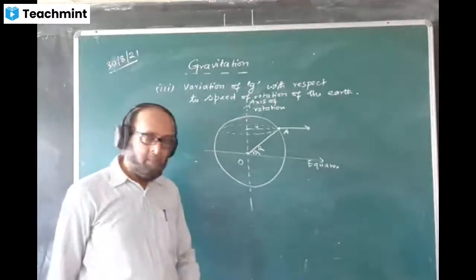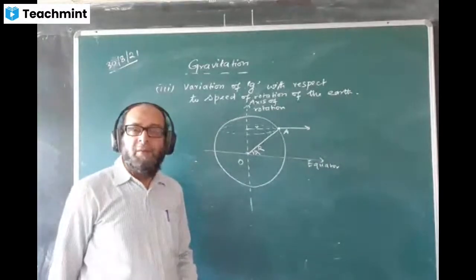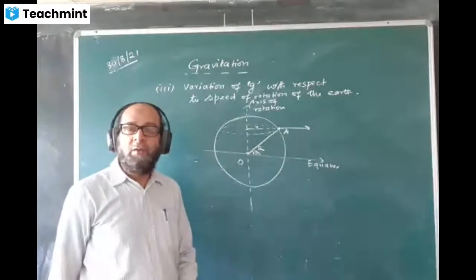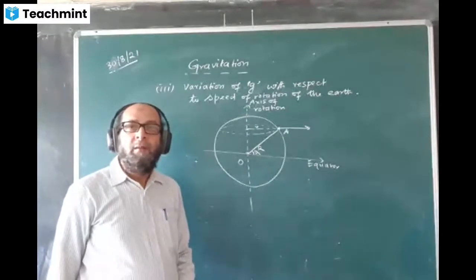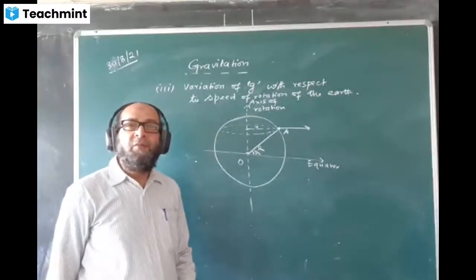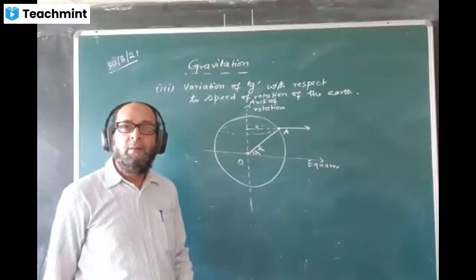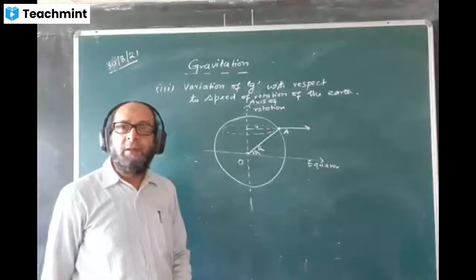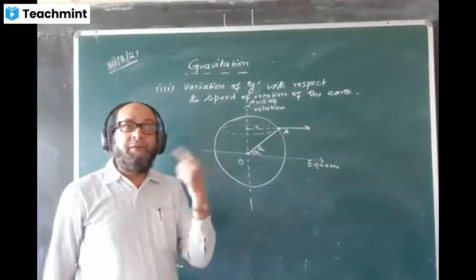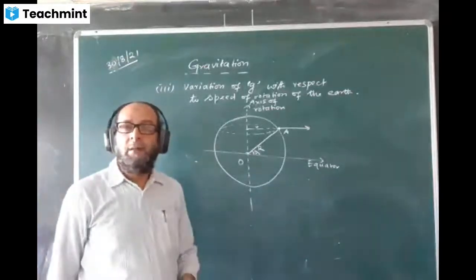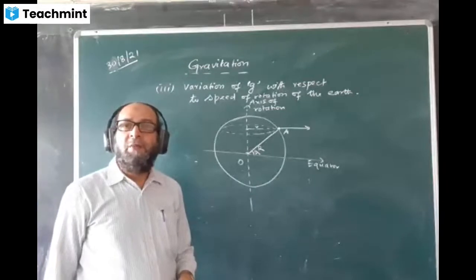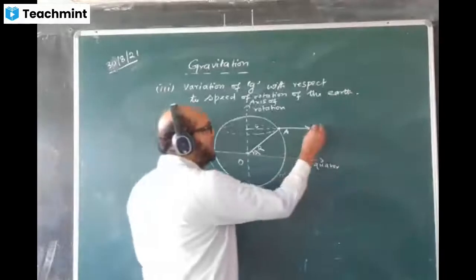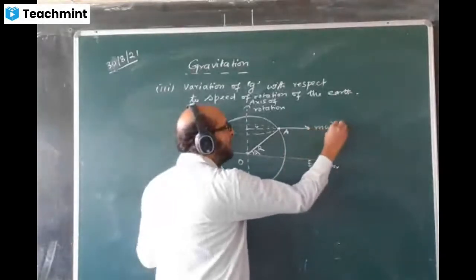mv square by r. And what is the formula of centrifugal force? Same value. I told you the same value, but direction-wise opposite. And in terms of speed of rotation, what is the formula? Speed of rotation is omega. In terms of omega, the formula is m omega squared r.